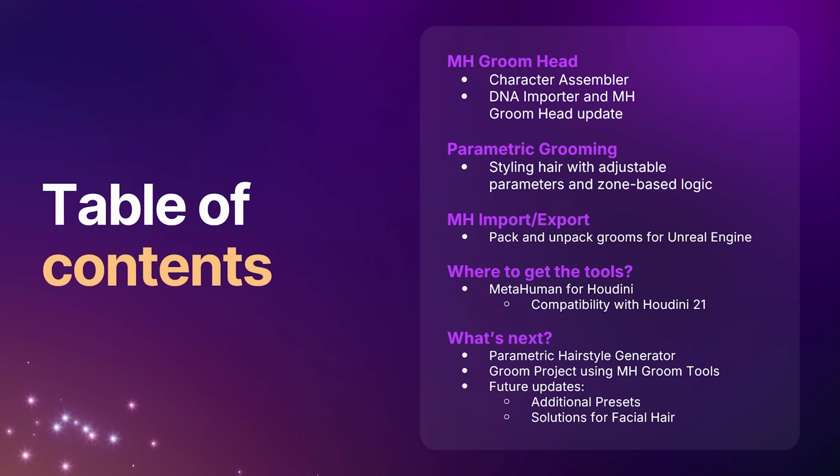Before we look at the tools in action and build a custom groom as I speak, here is a quick overview of what we'll see today. We'll start with the update of the MetaHuman Groom Head HDA that is already available on Fab. From there, we'll move to the parametric grooming and we will build a groom at the same time. And next, we'll look at the MetaHuman export and import processes. And we'll also cover where to get the tools and what's coming next for the team.